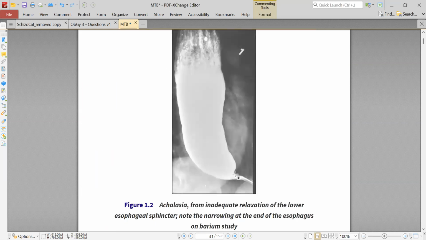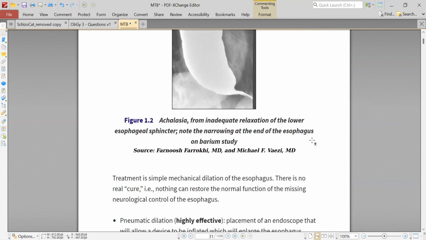This is the esophagus. Here you can see that there is tapering of the esophagus. Normally it should be a complete cylindrical shape. So we can see this narrowing here. So this is achalasia cardia.